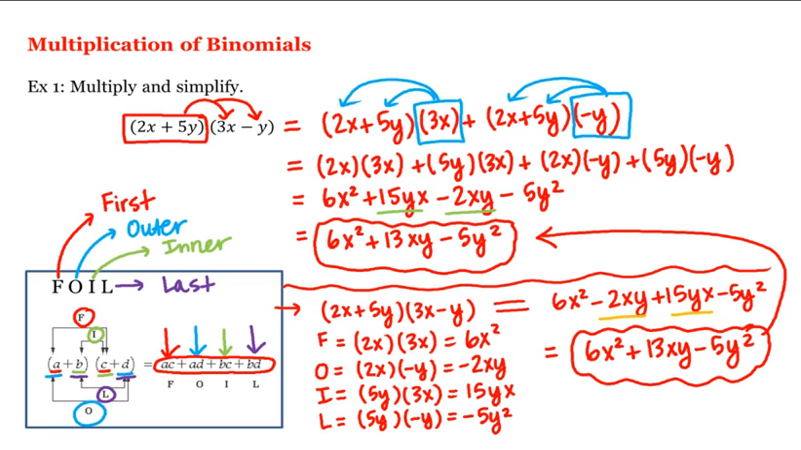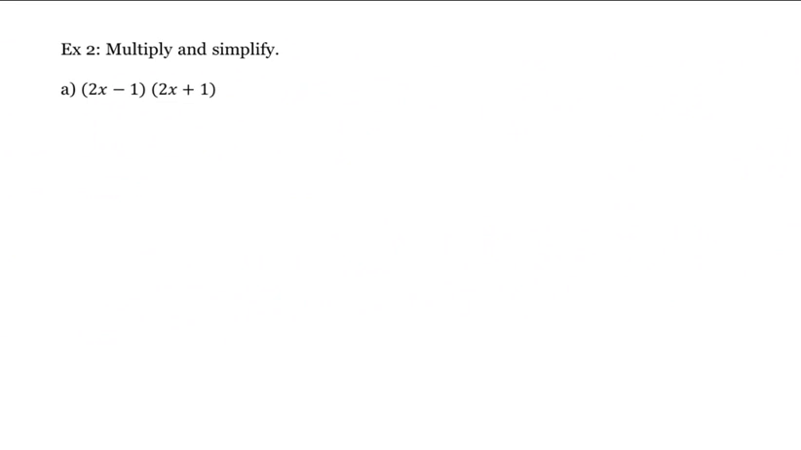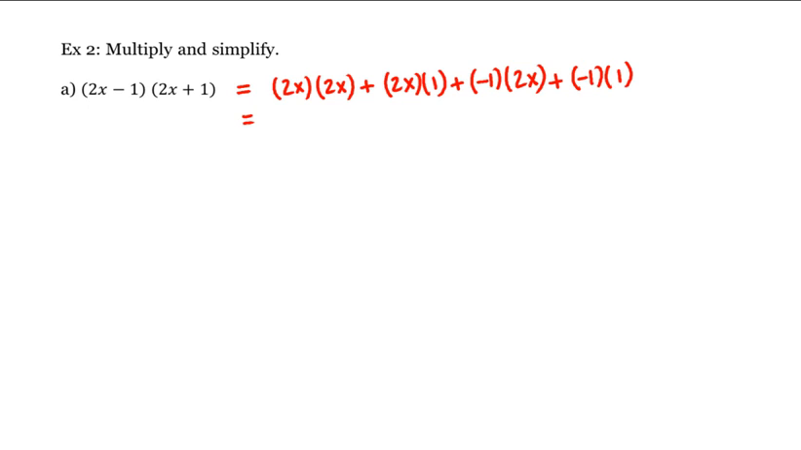So FOIL is a quick way to do distributive multiplication of two binomials. Let's see another example. Let's multiply these two binomials here. Well, we can apply the FOIL method we just saw. This is equal to the product of the first terms, so 2x times 2x, plus the product of the outer terms, so 2x times 1, and then plus the product of the inner terms, so -1 times 2x, and then plus the product of the last terms, so -1 times 1, which gives us 4x squared plus 2x minus 2x minus 1.